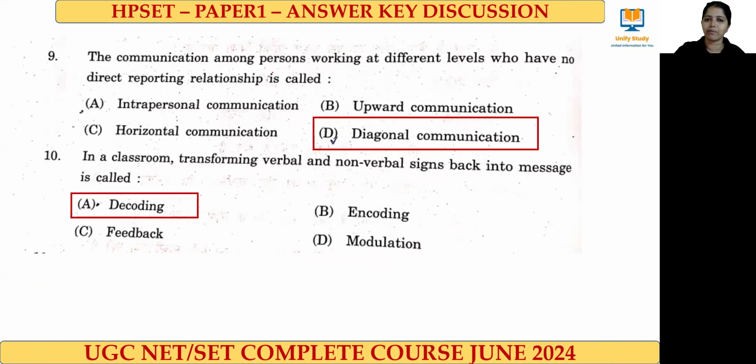Next, the communication among persons working at different levels with no direct reporting relationship is called diagonal relationship. Here I am working in the English department. Here I am directly talking to the head of the department of mathematics. So I'm just crossing over; the mathematics department is not my reporting authority, right? So I'm crossing over the authority level and discussing, and it's called diagonal communication. Next one, in a classroom, transforming the verbal and non-verbal signs back into messages is called decoding. Decoding is the right answer.